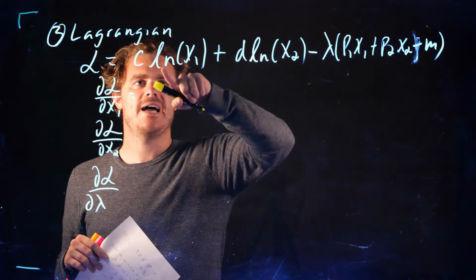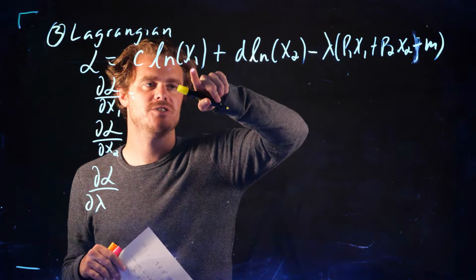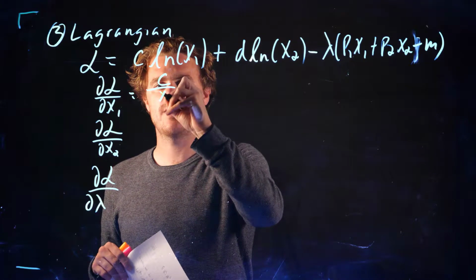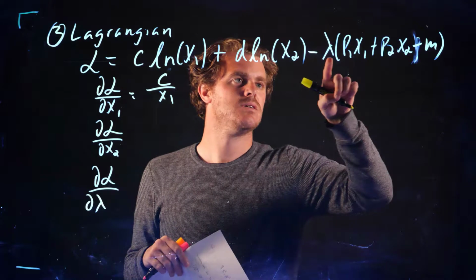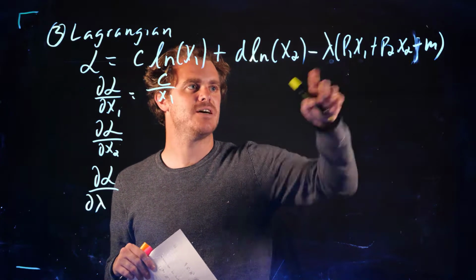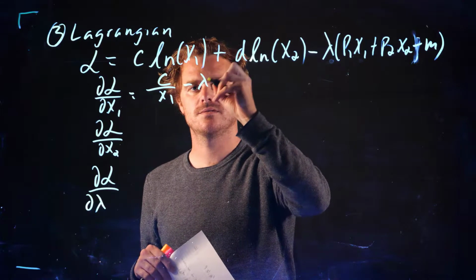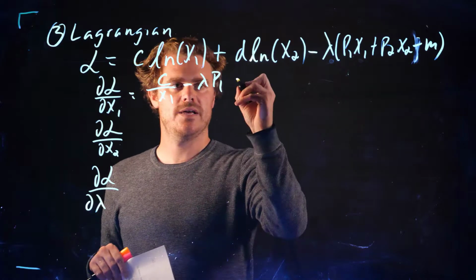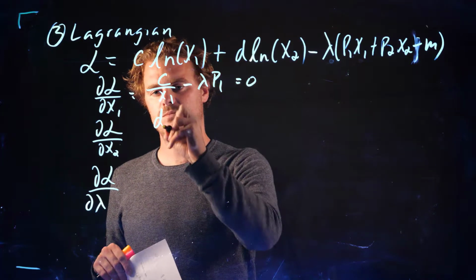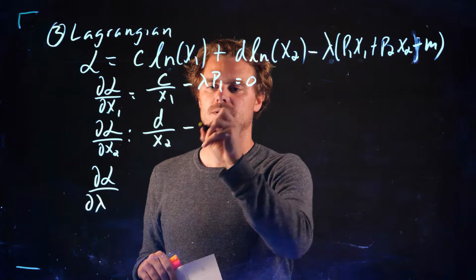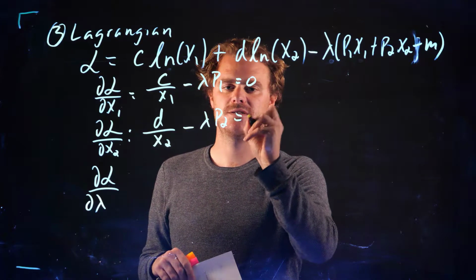So with respect to x1, x1 shows up here as well as here. So that'd be c over x1. With respect to x1 here, it's just minus lambda times p1. That equals 0. Same idea here, but now it's d over x2 minus lambda times p2 equals 0.